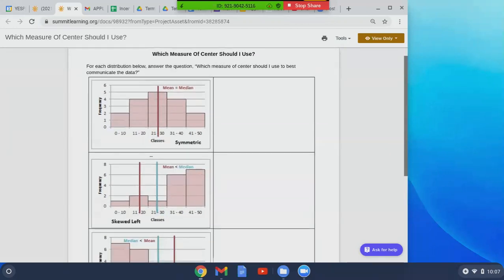Now, if you took good notes, or you go back to those early days of our class and listen to the video, it'll help you out, because this is a repeat of something that we've already discussed about what is the best measure of center, depending on the distribution.